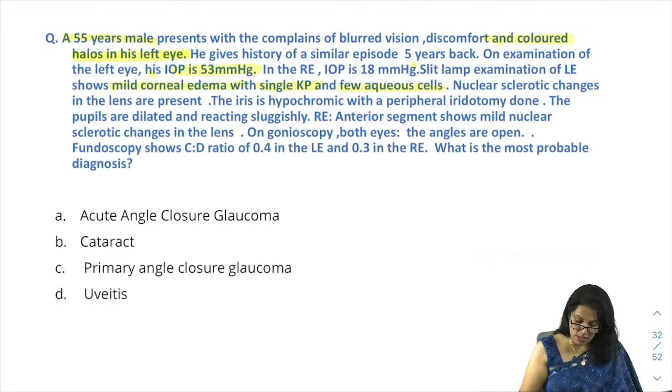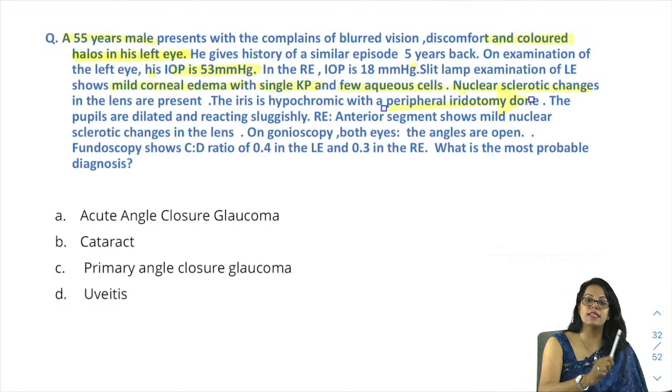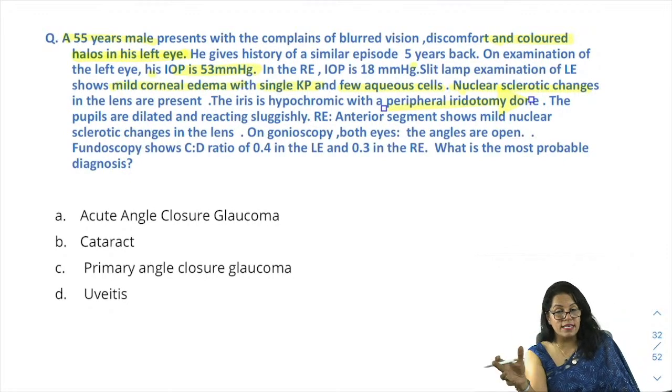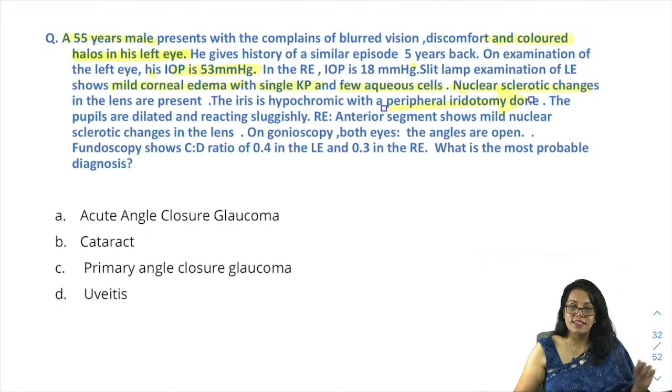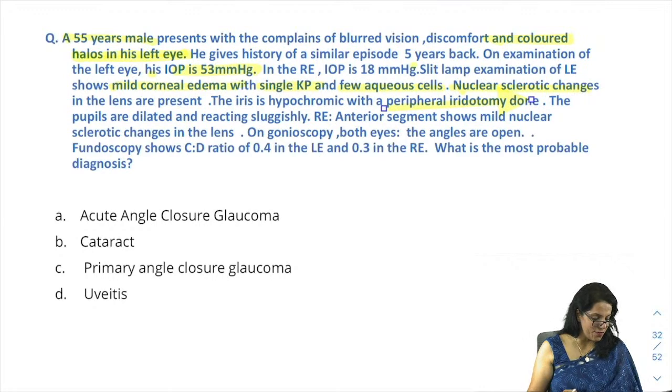Nuclear sclerotic changes in the lens are present. Okay, cataract is developing. Iris is hypochromic and peripheral iridotomy has been done. That means this case has been confused with angle closure glaucoma and peripheral iridotomy has been done. And in spite of that, he is again getting the episodes of red eye. You understand? Why? Because the diagnosis was not correct. This case is not a case of acute angle closure glaucoma. So, which is the condition he is confused with?